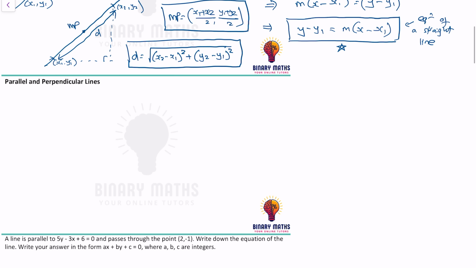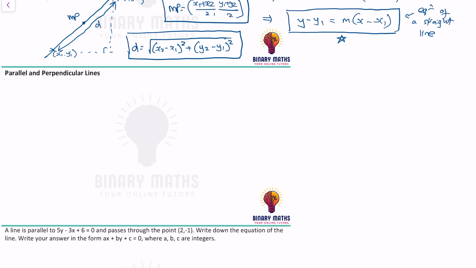Okay, so the next part is about parallel and perpendicular lines. So parallel lines are lines that never meet. And also because they never meet, they have the same gradient.